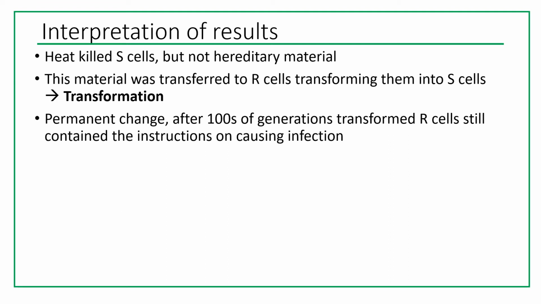So here was the interpretation of his results. Heat kills S cells, but not the hereditary material. This material was transferred to R cells, transforming them into S cells through a process called transformation. And it was a permanent change. After 100 generations, transformed R cells still contain the instruction for causing infection.